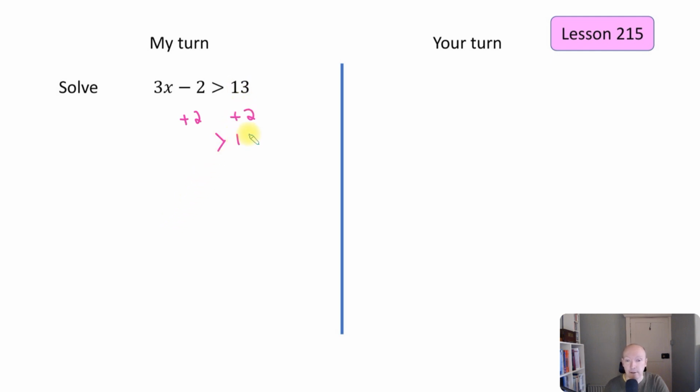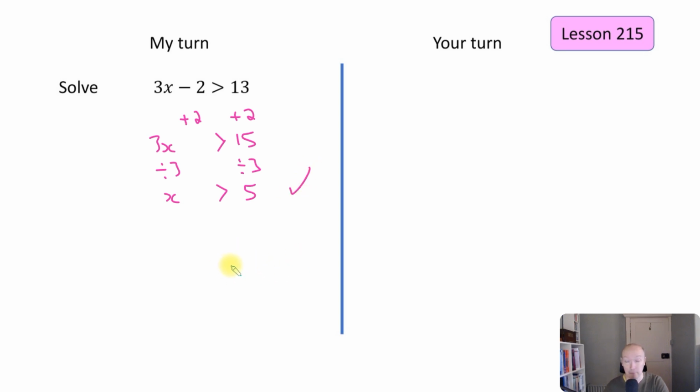13 plus 2 is 15. Minus 2 plus 2 is 0, so that's just 3x. And then I've got a times 3. Well, the opposite of times 3 is to divide by 3. So I'll divide this side also by 3. So that'll be x, and that'll be 5. And that's it. That's the right answer.